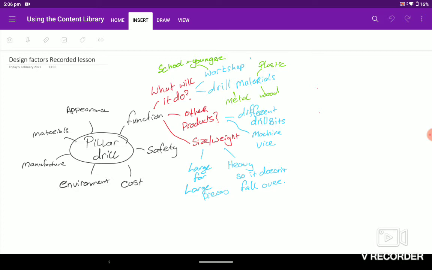What we're going to move on to now is our safety. We're looking at risks, potential risks. Different things like moving parts.